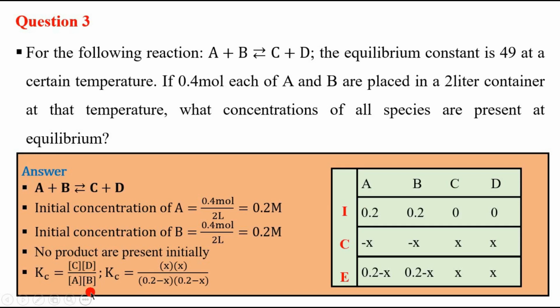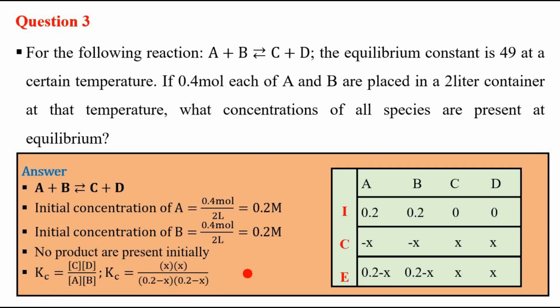Then we can replace the values here. What is C? C is x. What is D? D is also x. What is B? B is 0.2 minus x, and A is also 0.2 minus x. Once we have replaced the values, the only unknown we have is x, so we can solve for x.